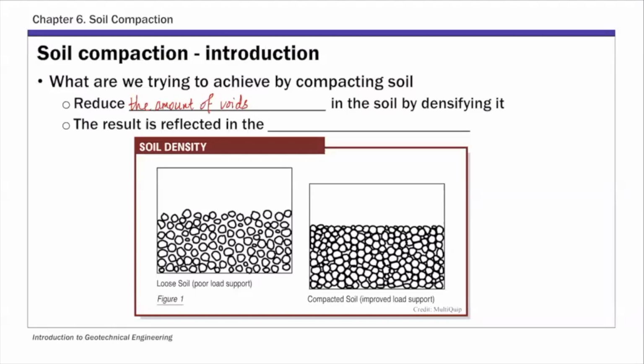The result of compacting soil is reflected in the increase of unit weight, and sometimes people also use density to quantify this. So that's what we're trying to achieve by compacting soil: reducing the amount of voids, and the result is reflected in the increase of unit weight or density.